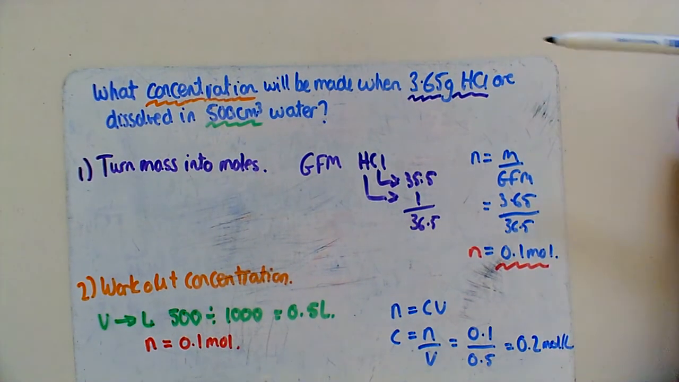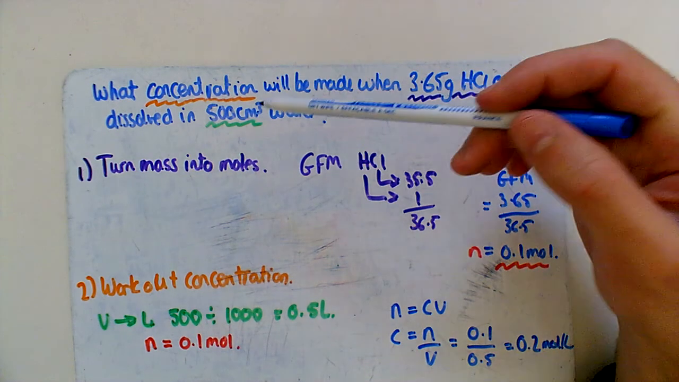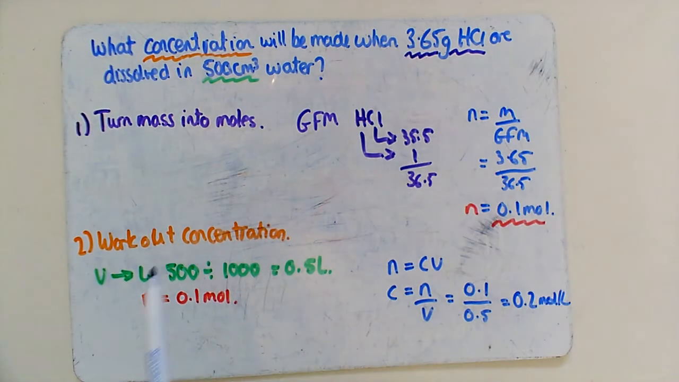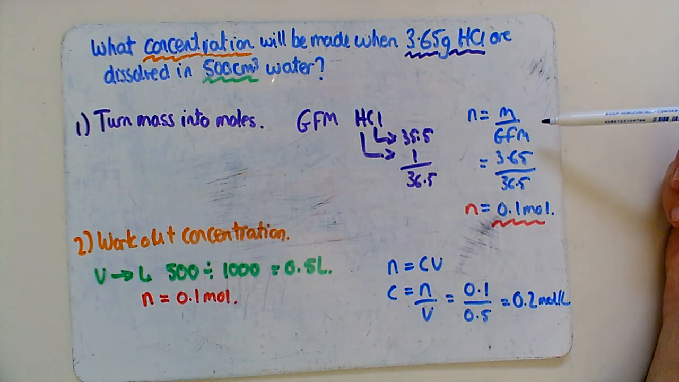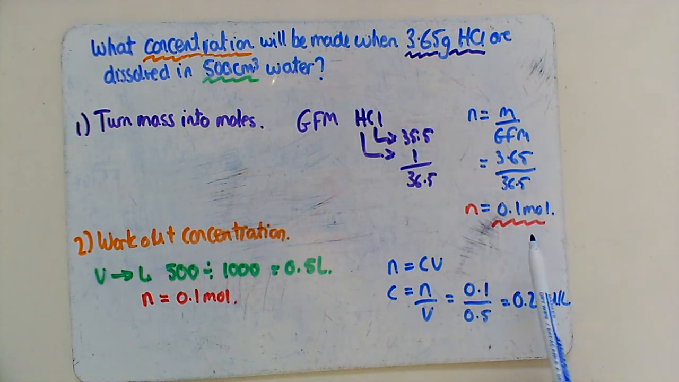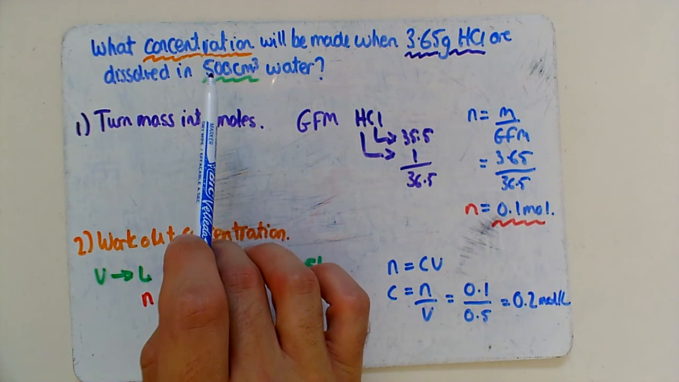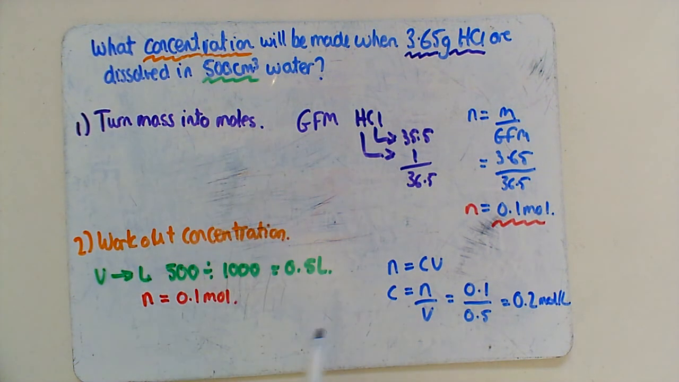So if you're given a mass and a volume and you have to work out concentration, first thing, turn the mass into moles using N equals M over GFM. And now you've got moles and you've got volume, which you turn into litres. You can use concentration equals moles divided by volume to work out your answer.